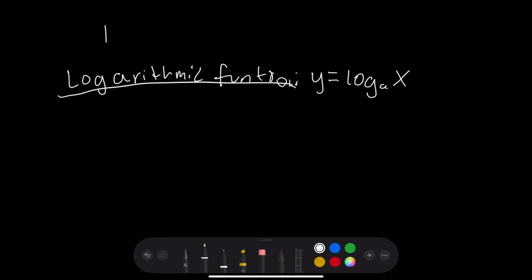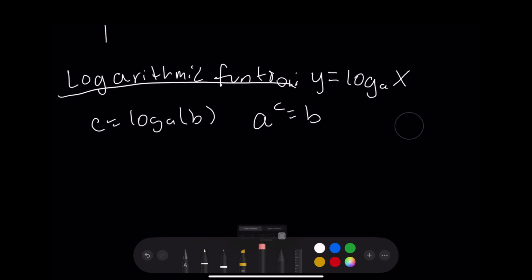So logarithmic functions and exponential functions are going to be inverses of each other. If c equals log base a of b, you can also write that exponentially as a to the power of c equals b. So if you don't know what a logarithmic function is, you're going to learn soon. Basically, if 2 to the power of 2 is 4, then log base 2 of 4 is just 2, if that makes any sense.